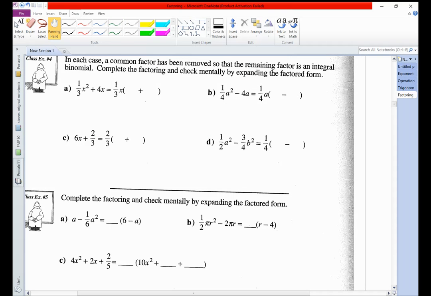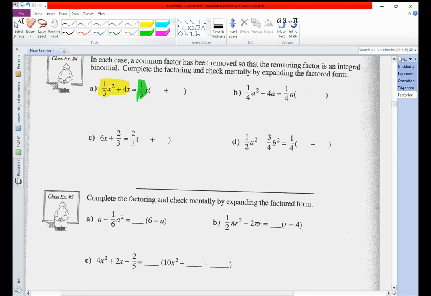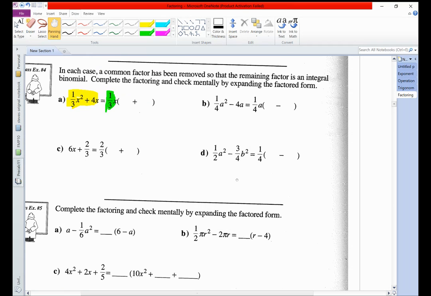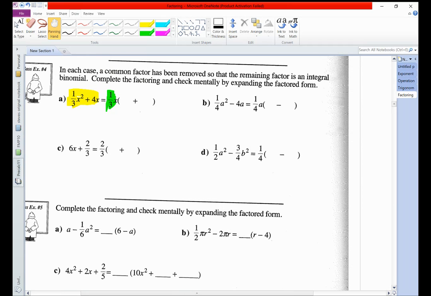Okay, so we have our original binomial of 1/3 x squared plus 4x, and we're going to remove the greatest common factor of 1/3 x. So in the first term, I've removed everything except an x. That's the easy one, right? If I take out a 1/3 from here, that's gone. If I take out 1x, I'm just left with x.